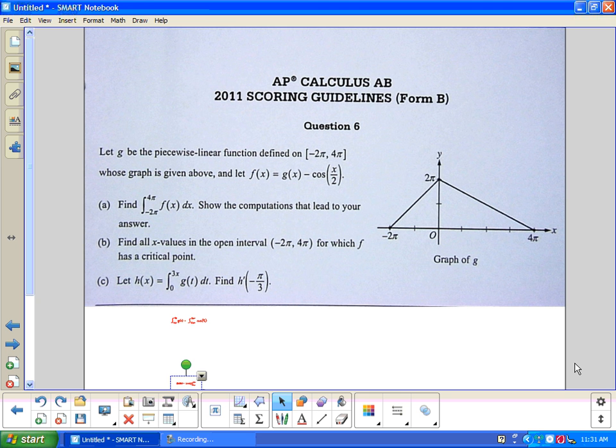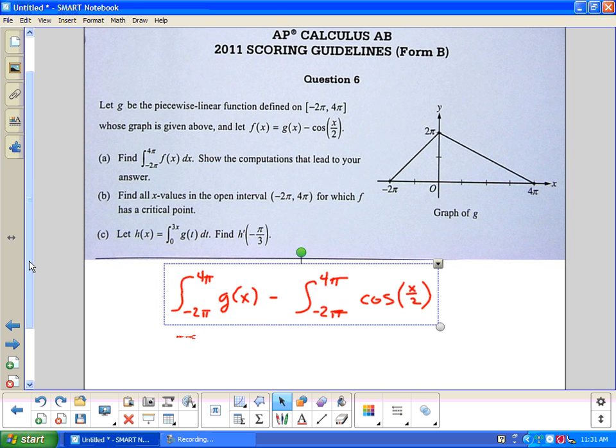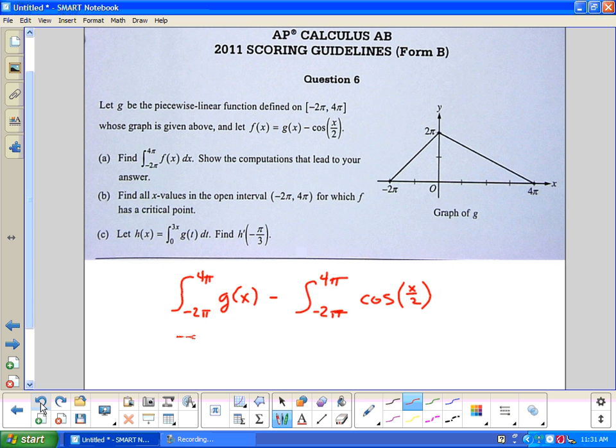Well, the first thing you should understand is if you're finding the integral of f of x, you plug that in. And we replace f of x with g of x minus cosine x over 2. We use our integral laws. We should see that we can write two limits here. And we can do the integral from negative 2 pi to 4 pi of g of x. And I brought the negative out and just went from negative 2 pi to 4 pi of cosine x over 2. The integral of g of x is simply the area of this triangle.